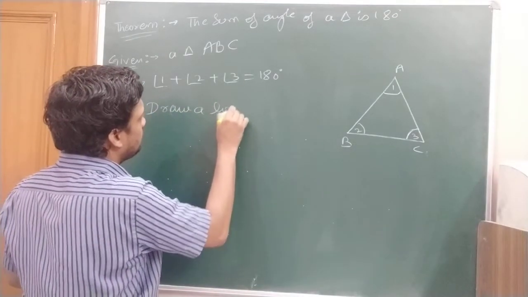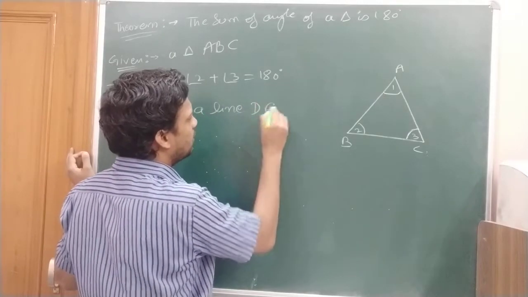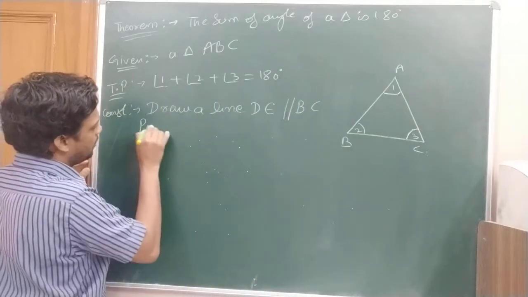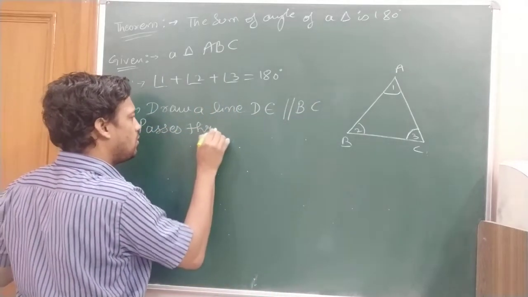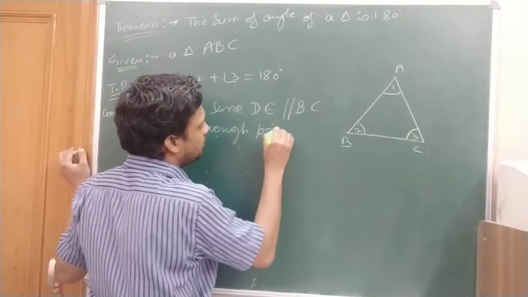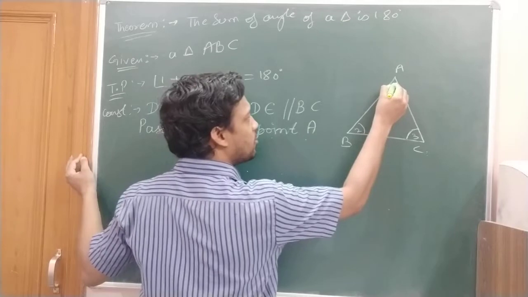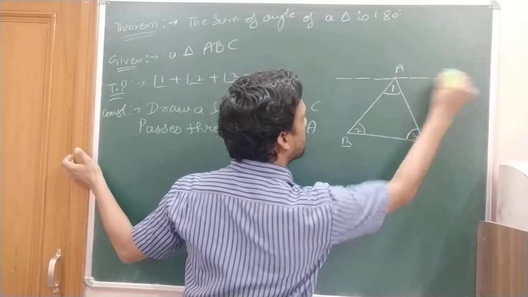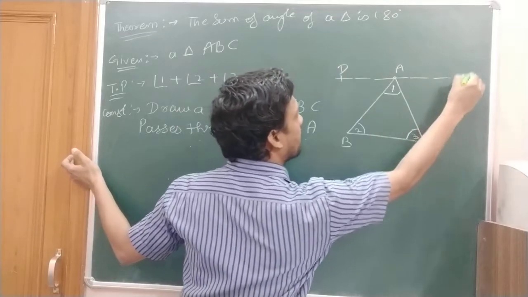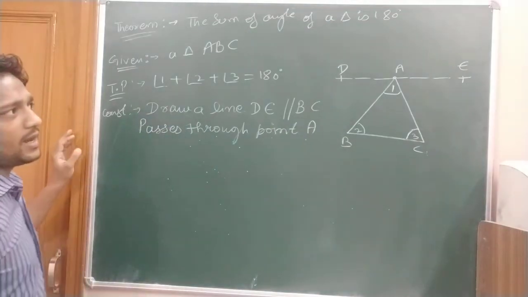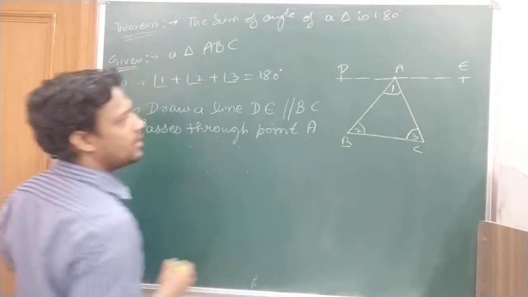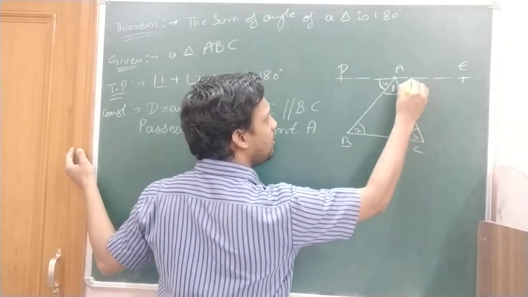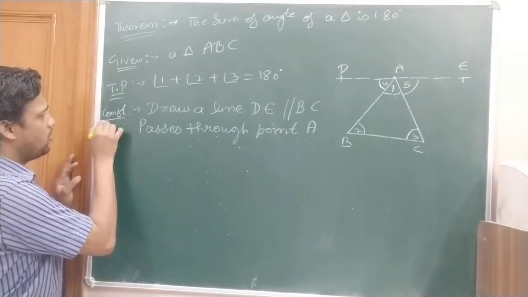Draw a line, let it be DE, parallel to BC, which passes through point A. DE is a line parallel to BC which passes through the point A. Now let this angle be angle 4. There is angle 5. Clear? Now proof.